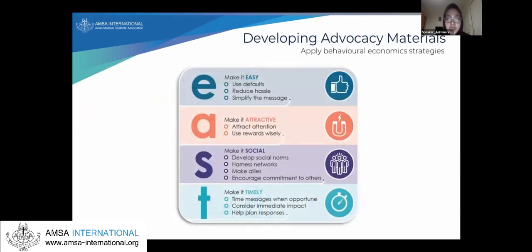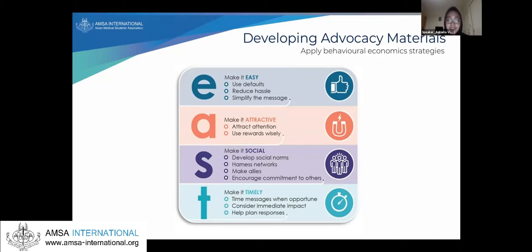And I believe that Kush has explained about this as well, but the EAS framework is also important for developing advocacy materials. So the EAS framework is one of the behavioral economics strategies. Behavioral economics is a study about psychological behavior and how people act on programs and policies, something like that. And for advocacy, in order for your message to be easily understood, you need to follow this framework as well.